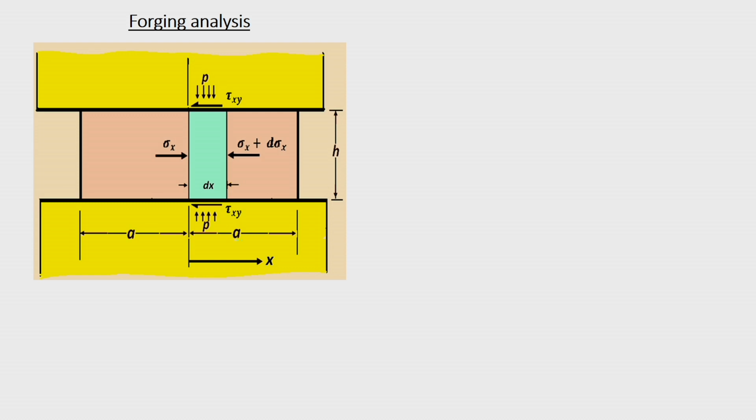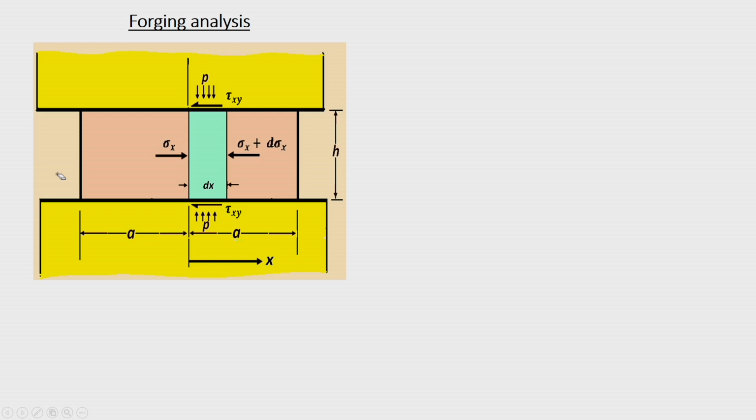It keeps on decreasing, and here we are assuming that the constant volume relationship holds during plastic deformation. So, as the height keeps on decreasing, there will be a lateral flow of the metal, perpendicular to the ram movement.